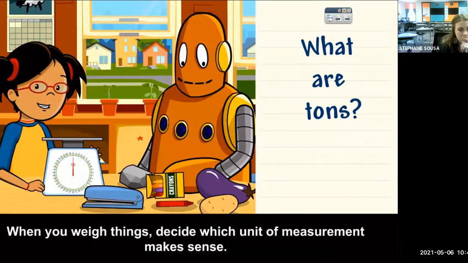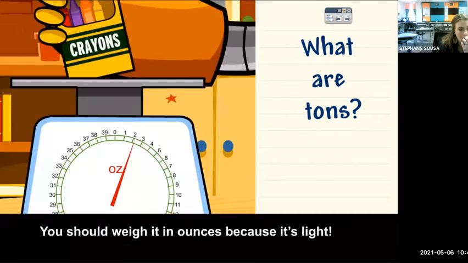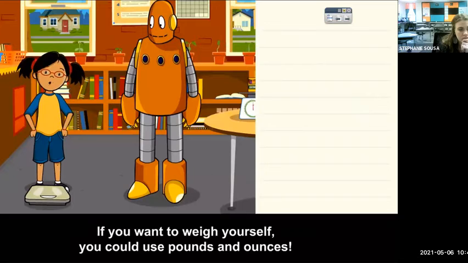When you weigh things, decide which unit of measurement makes sense. It doesn't make sense to weigh crayons in pounds or tons. You should weigh it in ounces because it's light. If you want to weigh yourself, you could use pounds and ounces.